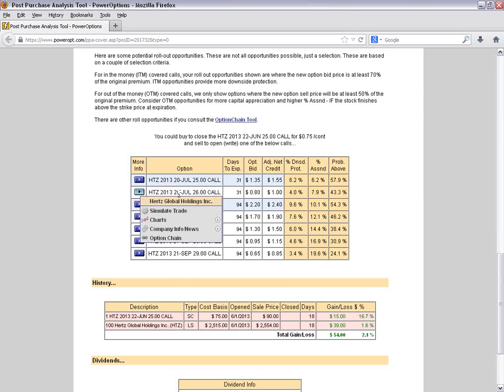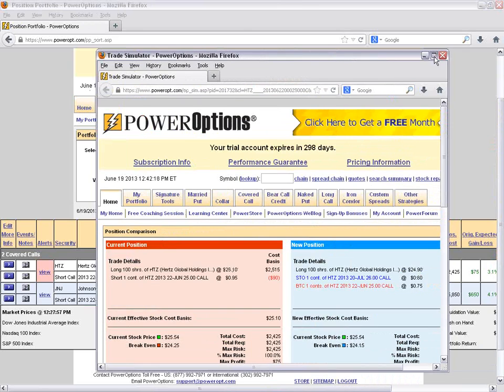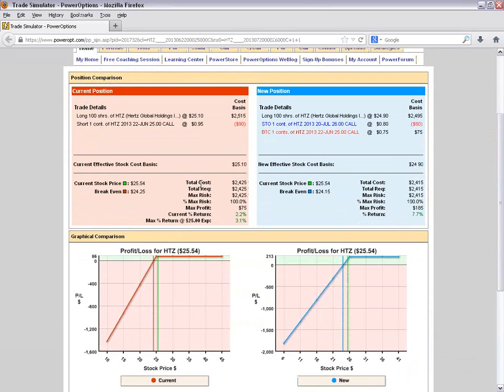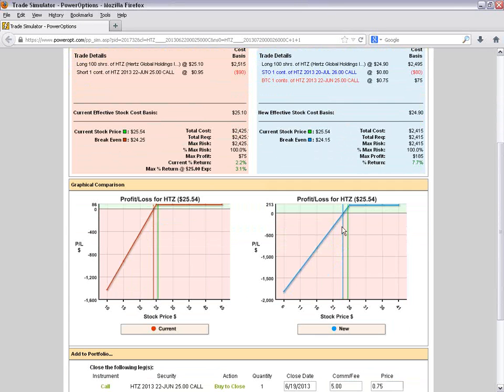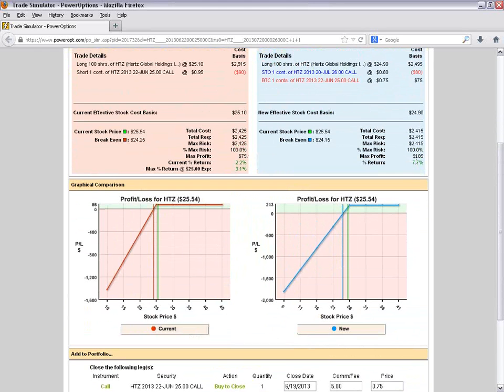Okay, so let's go ahead and do that. And we could simulate trade, and you'll see the same functionality. Over on the left in red, our original position price, and over on the right in blue is our new position. Of course, this one just gave us a little side-by-side view instead of an overlay. But we see that with a new potential return of 7.7%, we need the stock to be moving up to 26. This is a little bit more speculative.